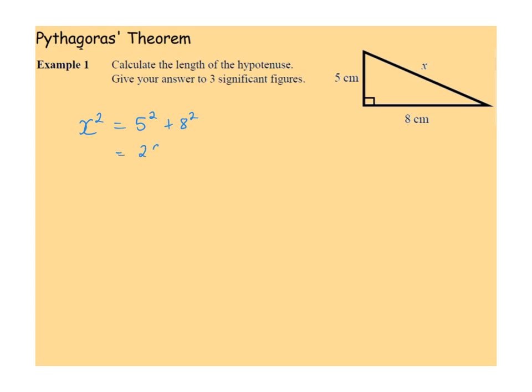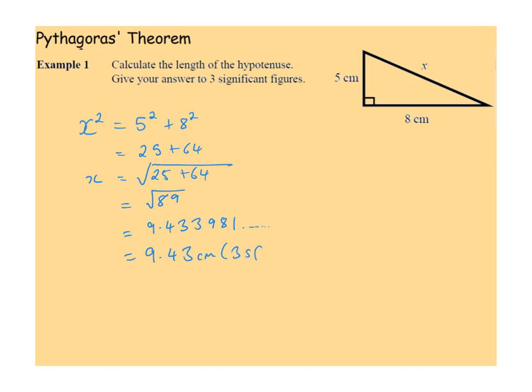And that's 25 add 64. So x will be the square root of 25 add 64, which is 89. And then the square root of 89, you're going to input that into your calculator. I would always recommend that you write several digits to start with, and then round it as they've asked you to in the question. So centimetres and three significant figures.